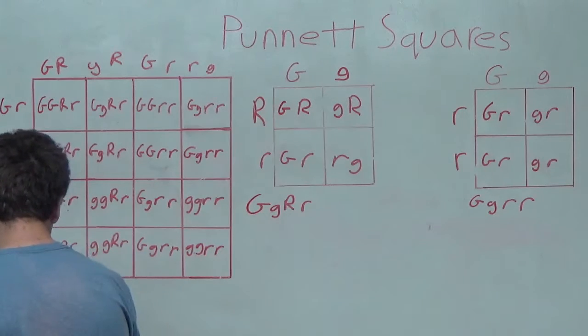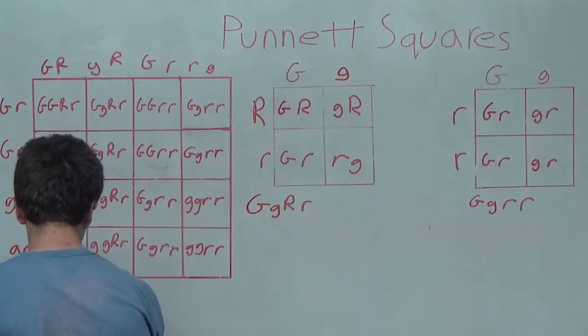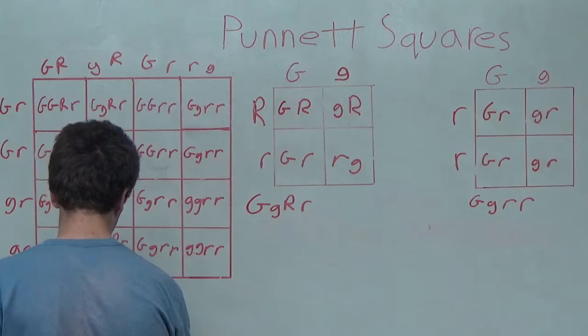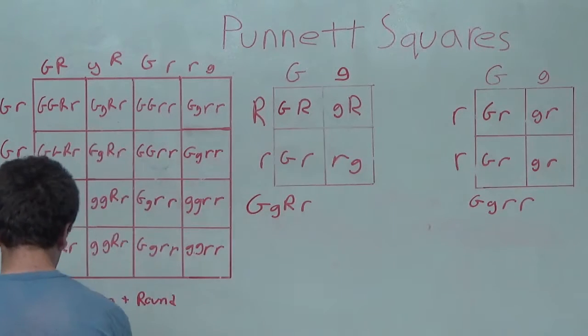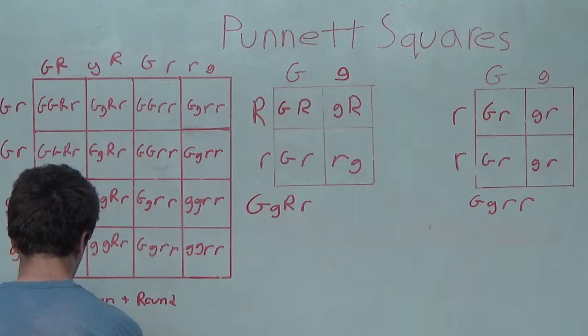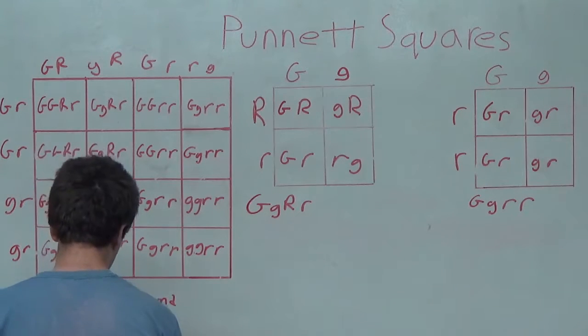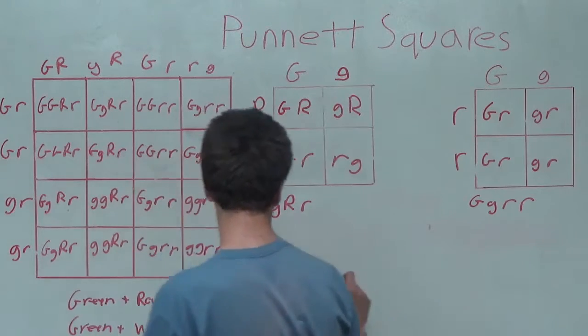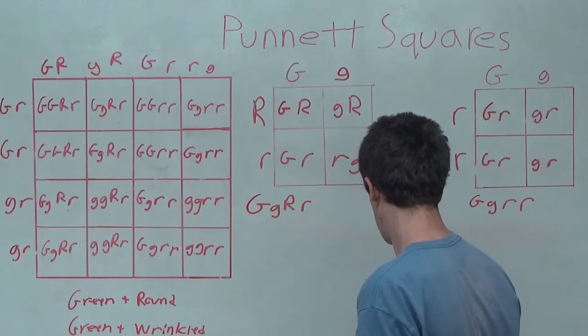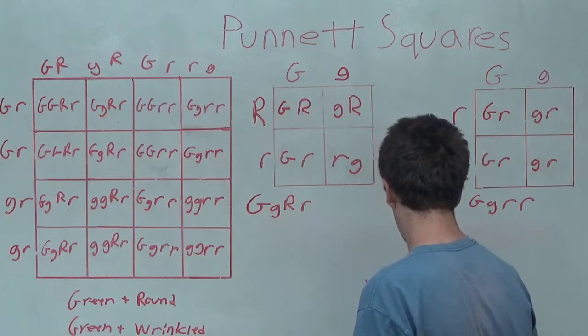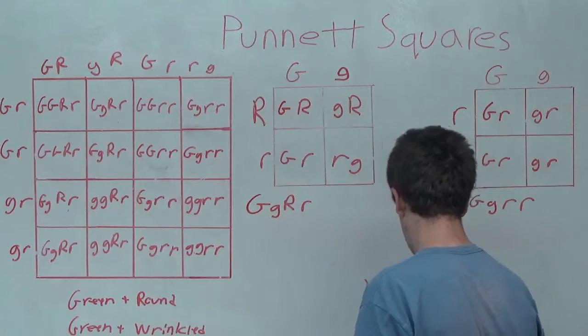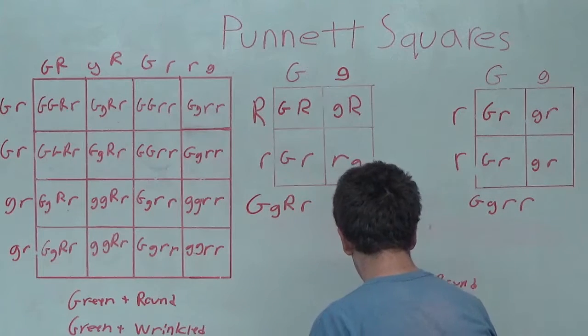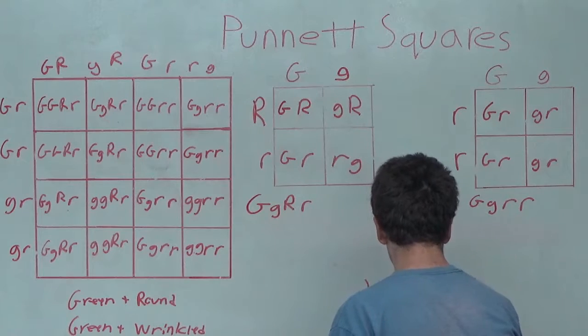You can either have green and round, green and wrinkled, yellow and round, or yellow and wrinkled.